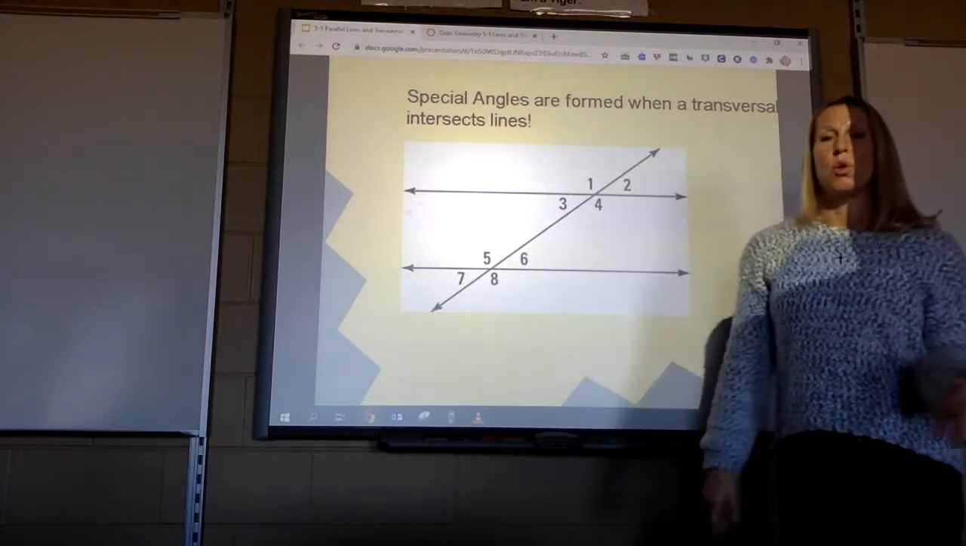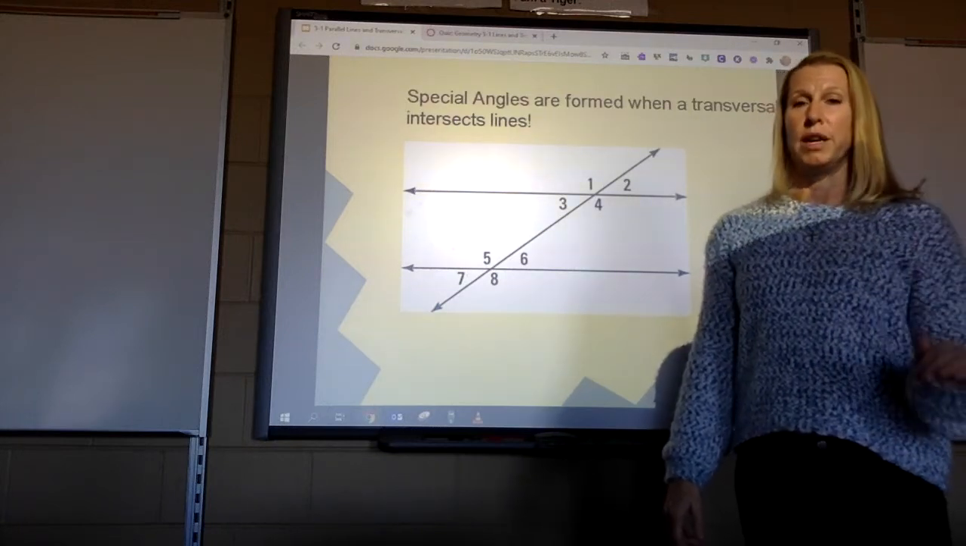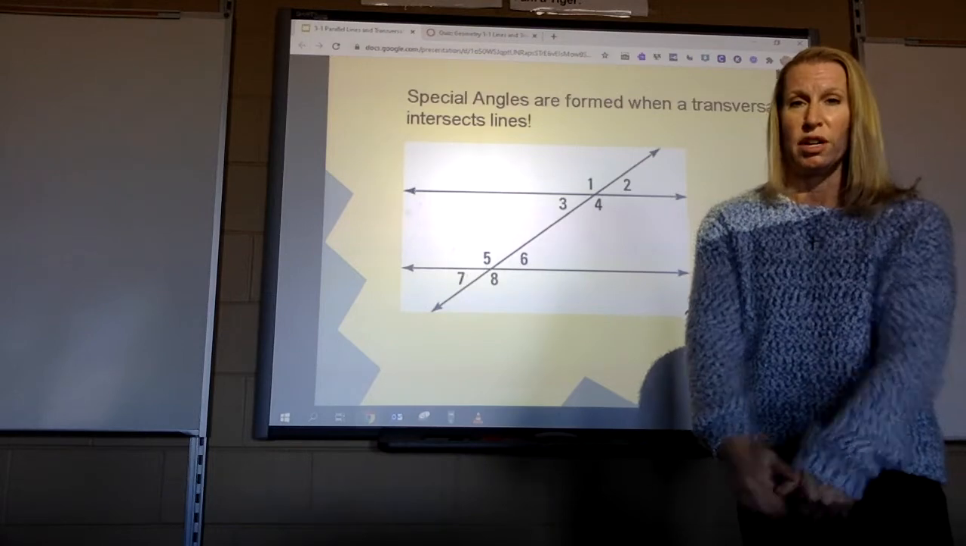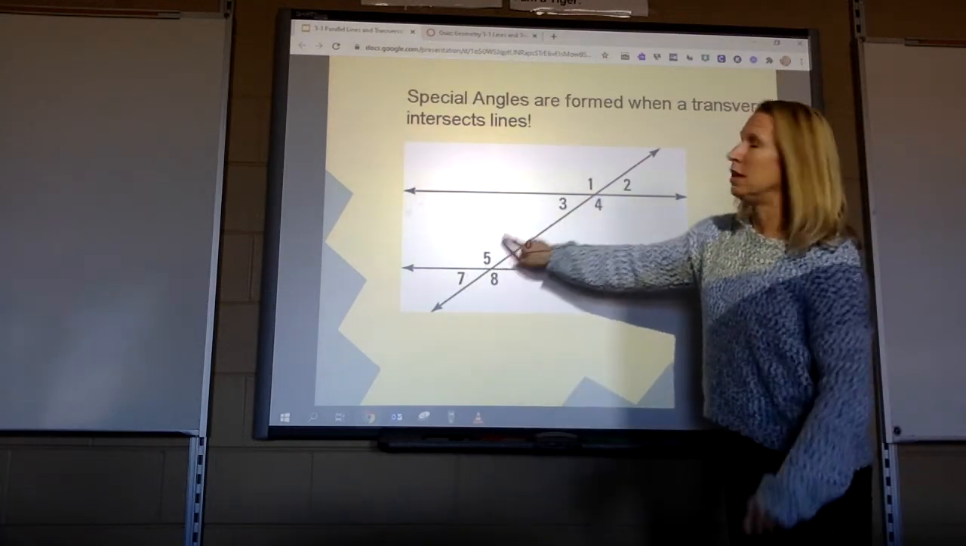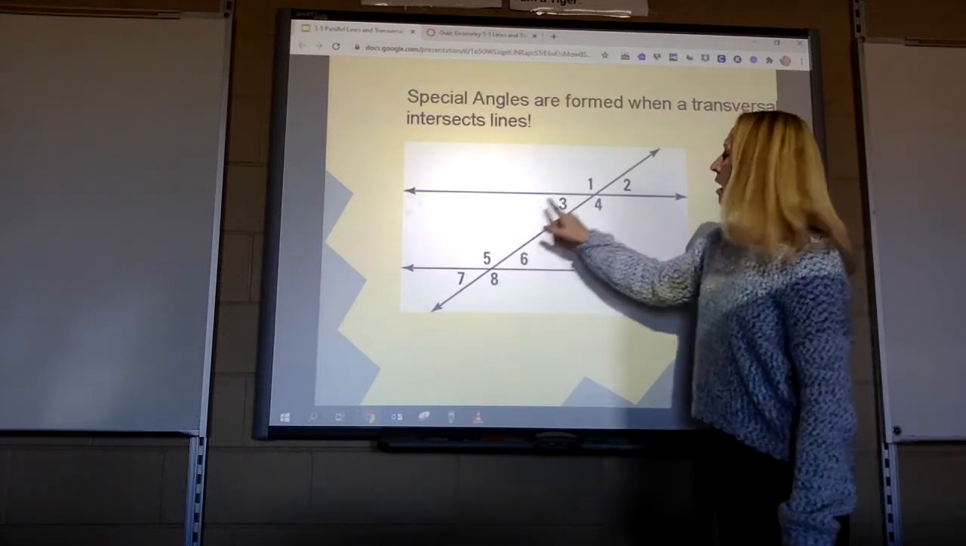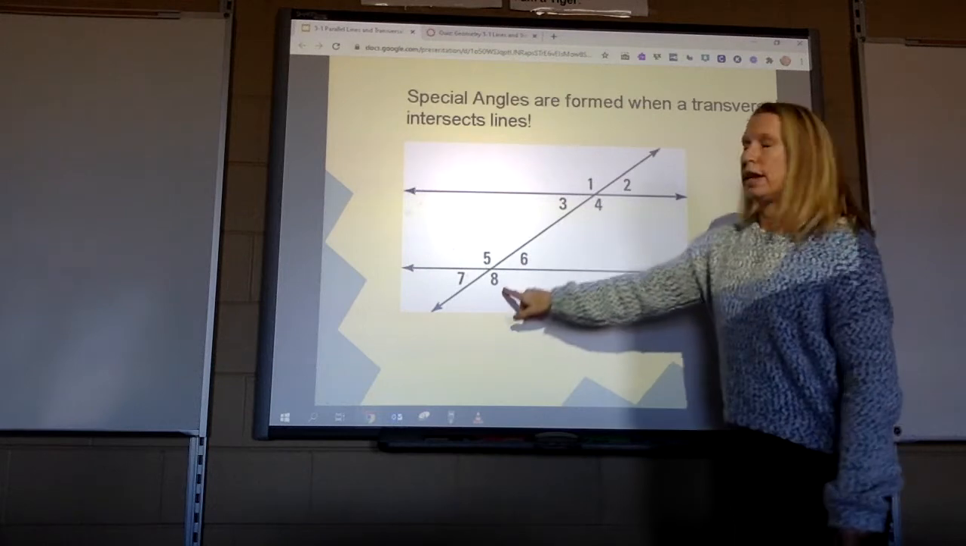And then we have our corresponding angles. Corresponding is 1 exterior, 1 interior, and they jump over an angle. So like 1 and 5, because they have to stay on the same side. 1 and 5, 3 and 7, 2 and 6, 4 and 8.